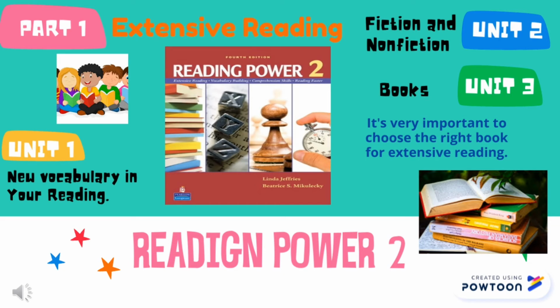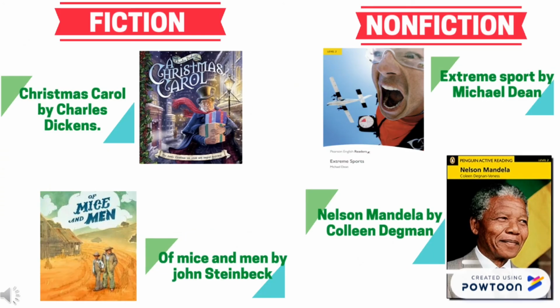Unit number 3, Books. It's very important to choose the right book for extensive reading. Reading Power 2, for example, here suggests several kinds of books for our reading. For fiction readers, A Christmas Carol by Charles Dickens and Of Mice and Men by John Steinbeck. For non-fiction readers, here we have Extreme Sport by Michael Dean and Nelson Mandela by Colin Degman.